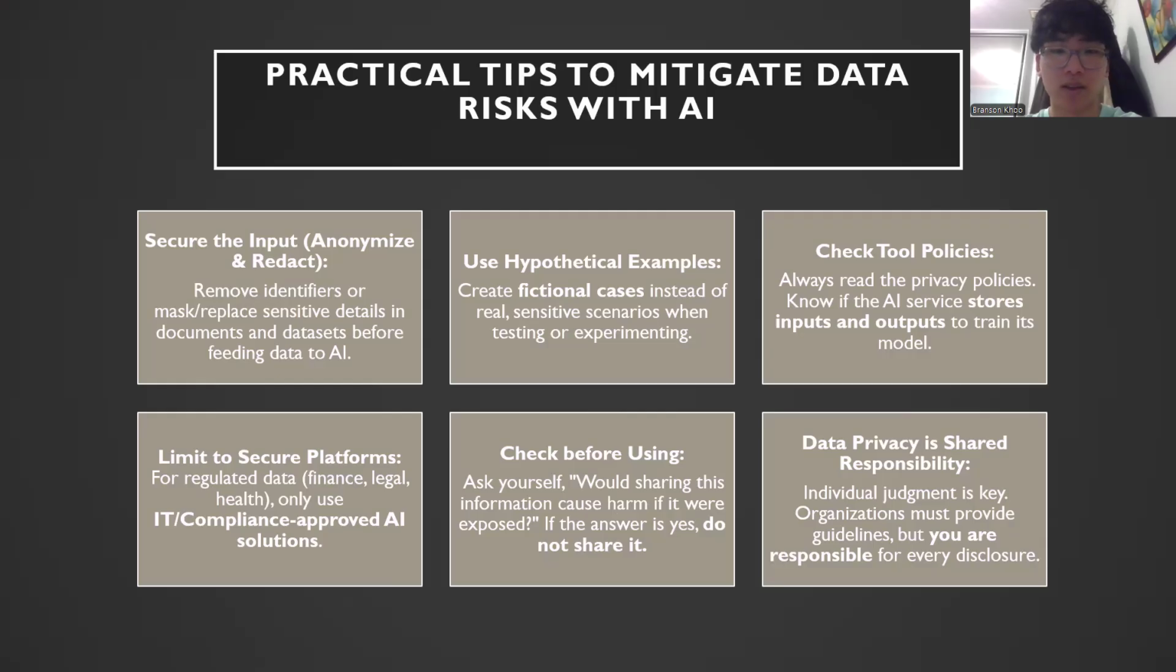Practical tips for safe AI use in the workplace include anonymizing information. So this is redacting, removing names, addresses, or any identifiers before feeding data into AI. Use hypothetical examples. When testing or experimenting with AI, create fictional cases that don't involve real people or sensitive situations. Check tool policies.